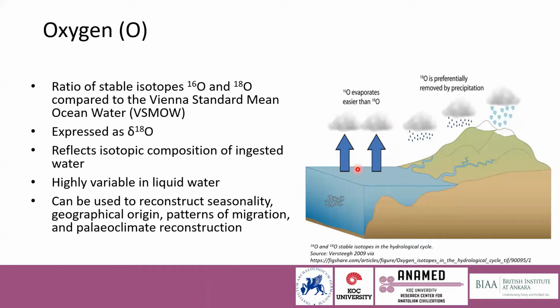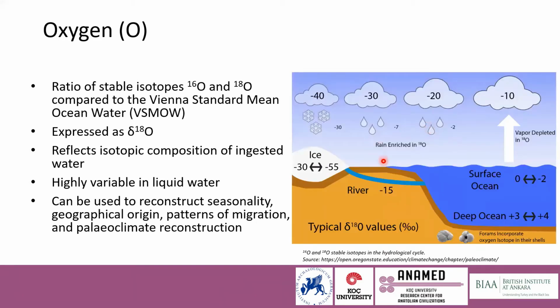You can see here what happens: when water evaporates, the lighter oxygen-16 isotope evaporates more easily, and conversely, with rainwater, oxygen-18 is preferentially removed by precipitation. You can see here a rough schematic of the different values to do with rivers, ice, the sea, clouds and rain, etc.